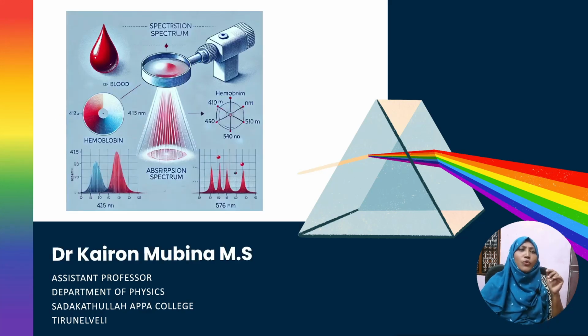From the image, you can see the interaction of light with the blood sample. Later on, the sample is analyzed in the spectrometer. Finally, we get the resulting unique absorption spectrum. It confirms the presence of hemoglobin. So, this is how spectroscopy works behind the scenes to solve a major crime. Let's deep dive into the topic.